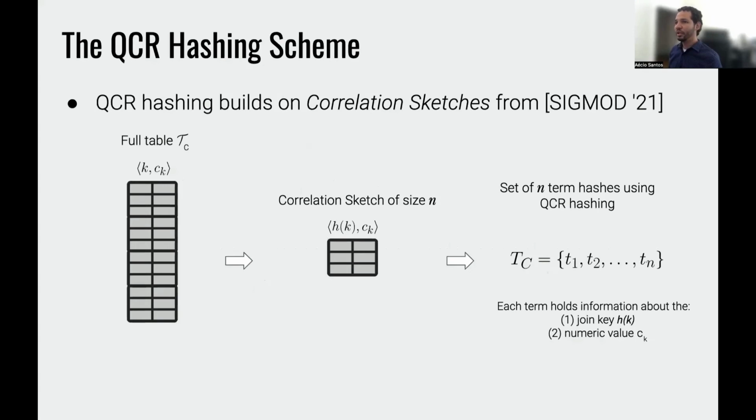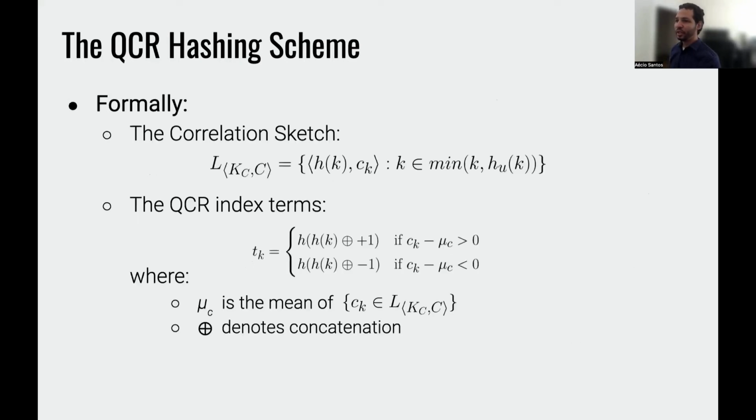So here's how it works. Essentially, we build on our previous work. We take as input the full table, then we compute the correlation sketch. And then in the last step, we transform the rows in this sketch into a set of terms, which essentially combine information of the sketch. So each term here is holding information not only about the join key, but also about the numeric value in the other column, right?